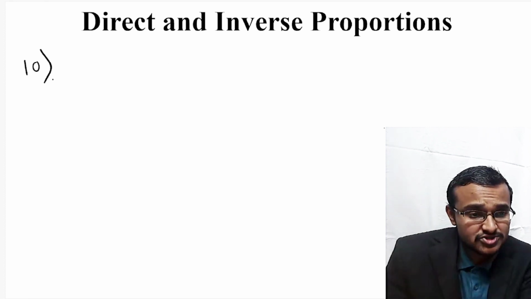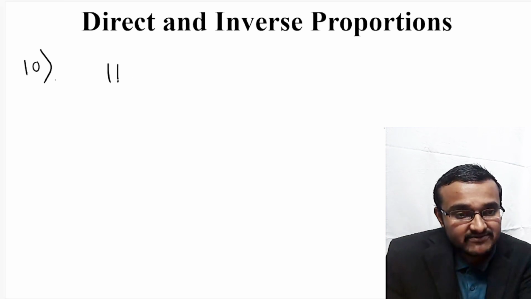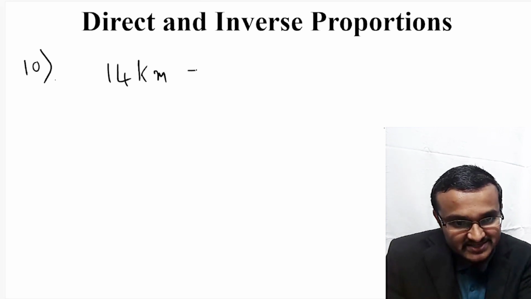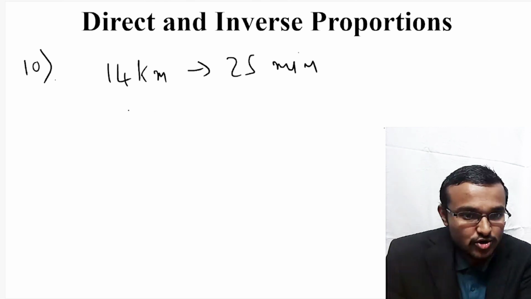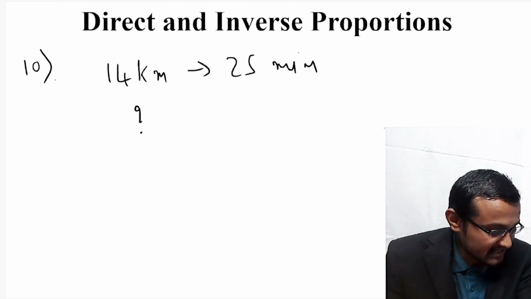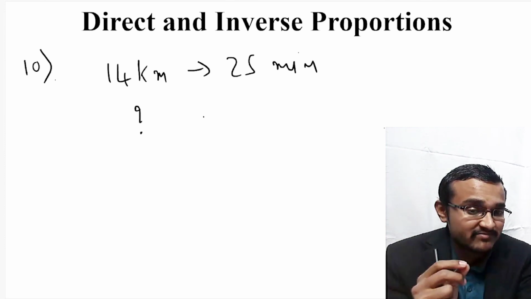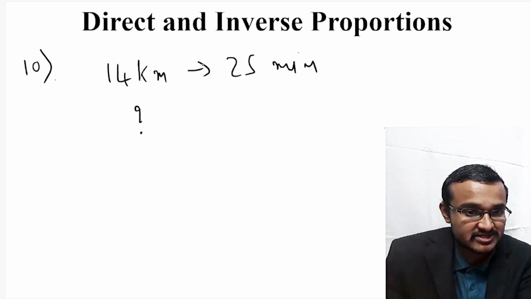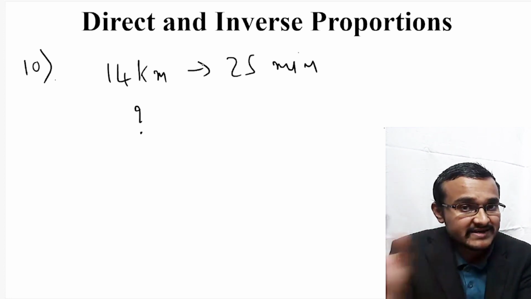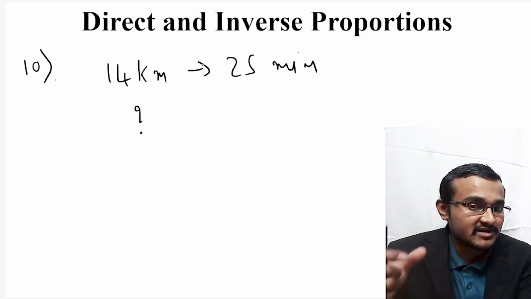So coming to the 10th question in this particular exercise, they have given a truck travels 14 kilometer distance in 25 minutes. So how much distance will it cover in 5 hours if the speed remains constant? So here you should remember the speed is constant. That means these two are directly proportional to each other, the distance covered and the time.